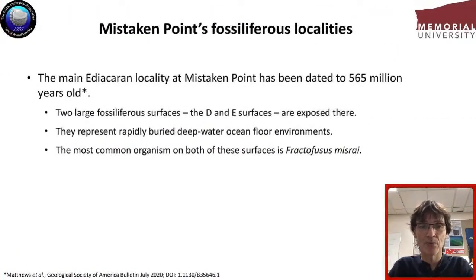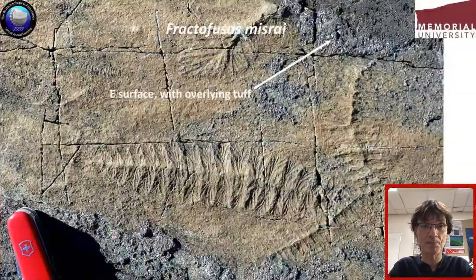There are actually several fossiliferous localities found at Mistaken Point. The main fossiliferous locality I want to talk about today has recently been dated to 565 million years ago. There are two large surfaces exposed in this area, generally referred to as the D and the E surfaces. They both represent deep water ocean floor environments that were rapidly buried by sediment-laden turbidity currents. And the most common organism on both of these surfaces is Fractofusus misrai.